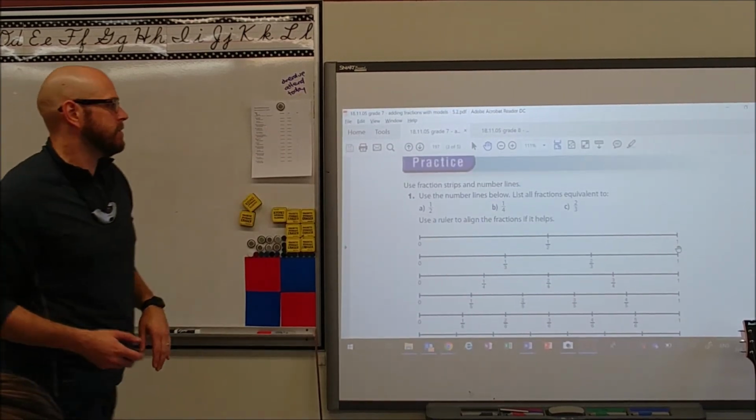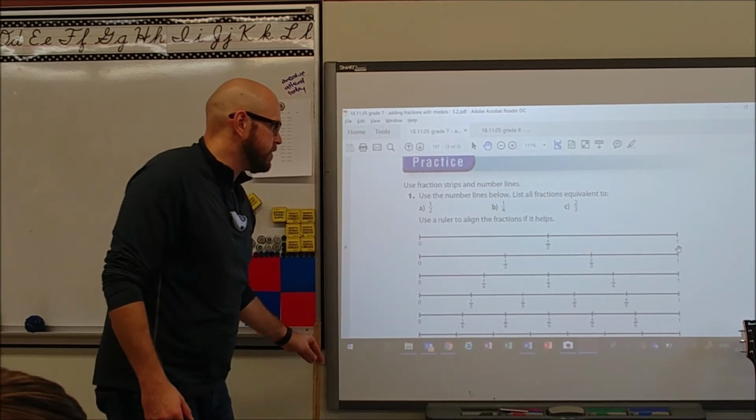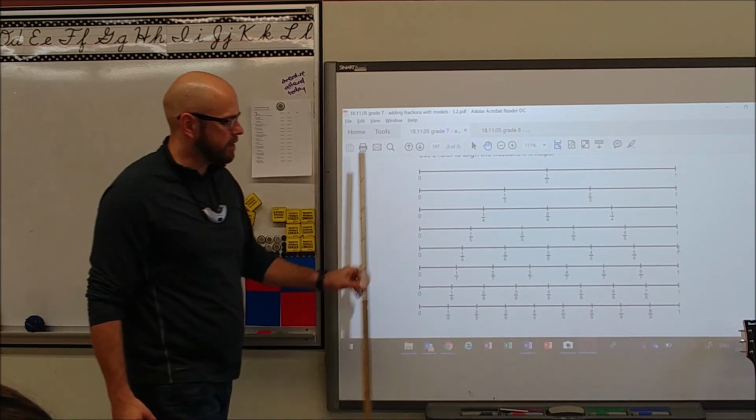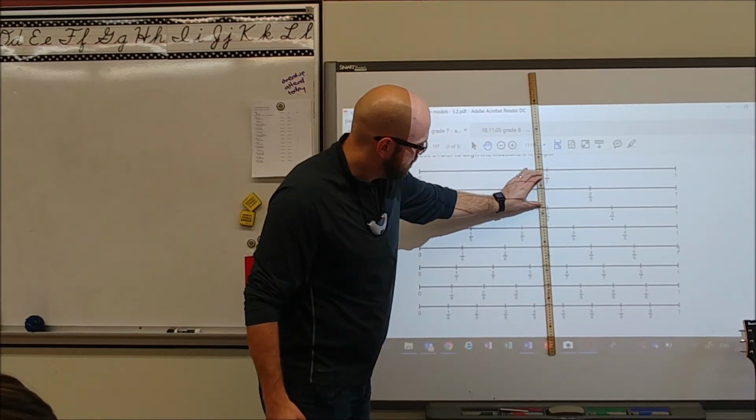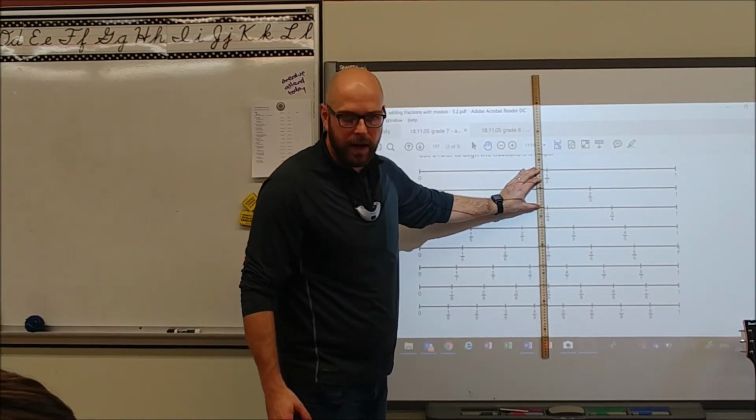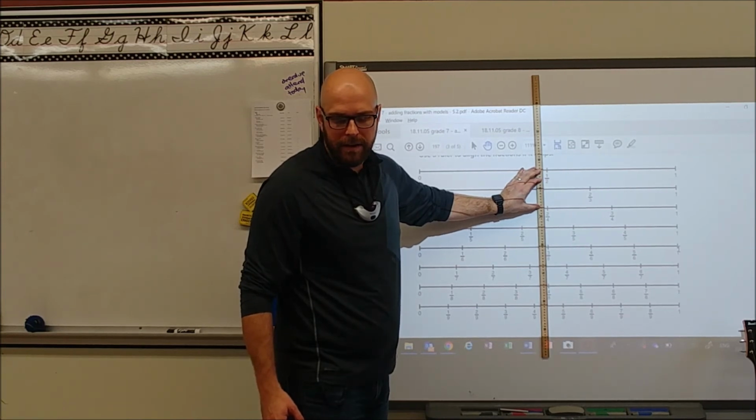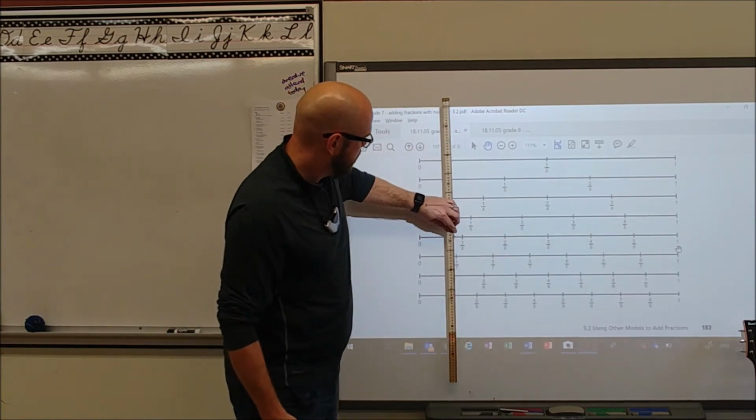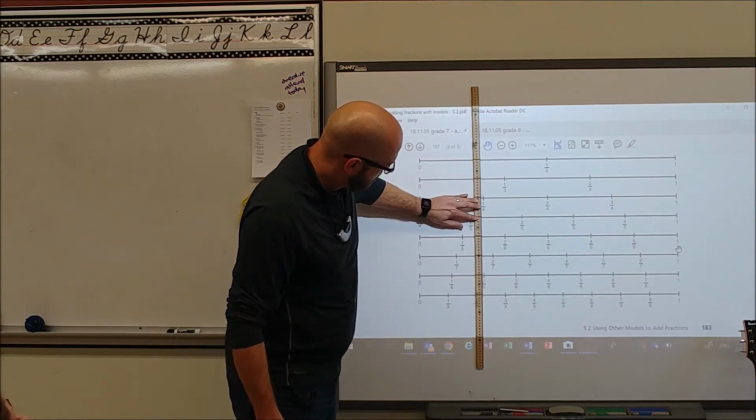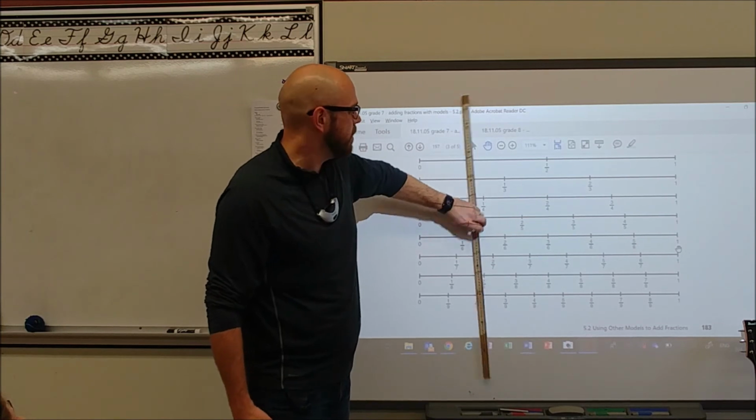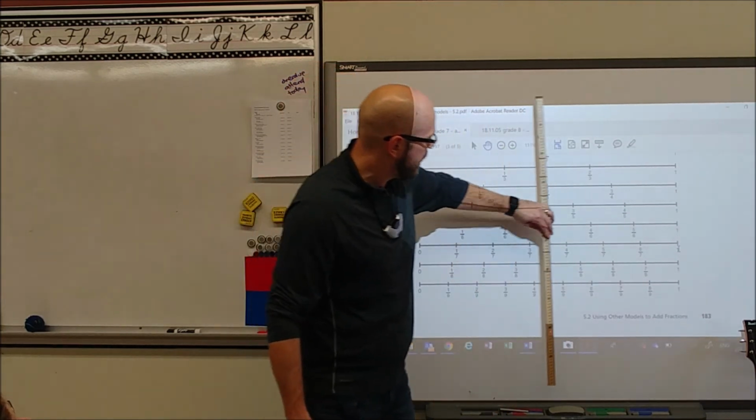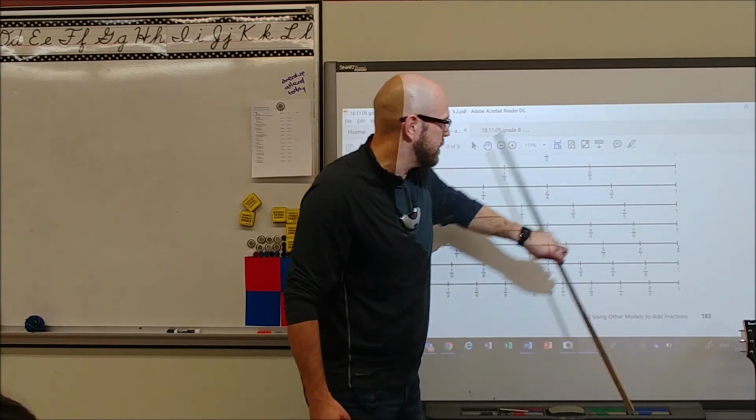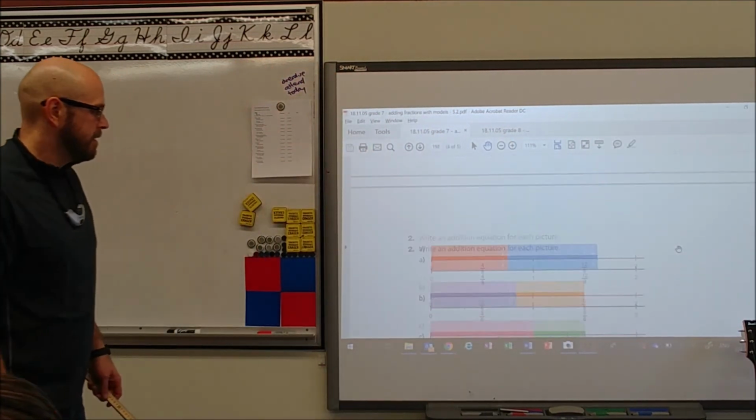All right, first one says, use the number lines below, list all fractions equivalent to 1/2. Well, check this out. See the 1/2? Watch this. Magic trick. 1/2. What else is equivalent to 1/2? 3/4? Exactly. 1/4. What's equivalent to 1/4? 2/8 and 1/4 equivalent. You got it. 2/3. I think we're getting it. 2/3. 4/6 and 6/9. Look at that. It was that easy.